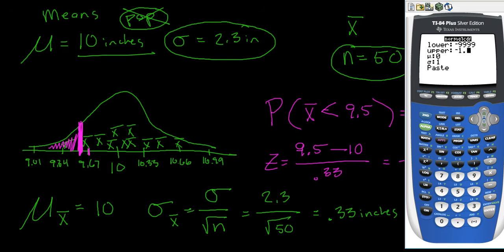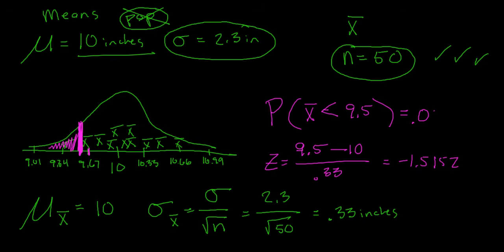negative 1.5152. And I'm going to go ahead and paste that in, and it's going to calculate the probability, and it's 6.49%, 0.0649. So again, that's fairly likely. That's definitely possible. That's not significant by any means. So if a sample did come back at 9.5 inches, I would not be surprised. I mean, that's fairly close to 10. It's only 1.5 standard deviations below, so that would be fairly likely.